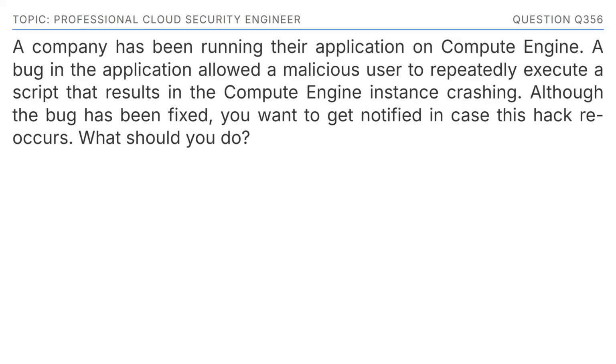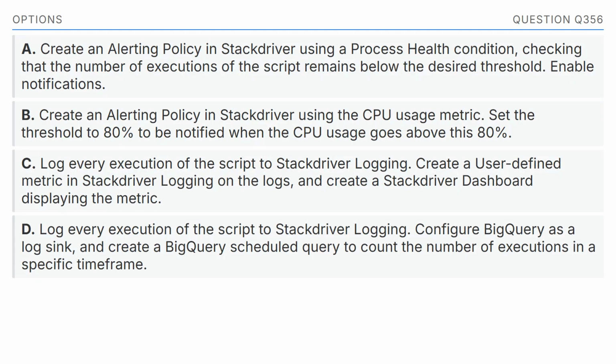A company has been running their application on Compute Engine. A bug in the application allowed a malicious user to repeatedly execute a script that results in the Compute Engine instance crashing. Although the bug has been fixed, you want to get notified in case this hack reoccurs. What should you do? The options are: Option A, create an alerting policy in Stackdriver using a process health condition, checking that the number of executions of the script remains below the desired threshold.